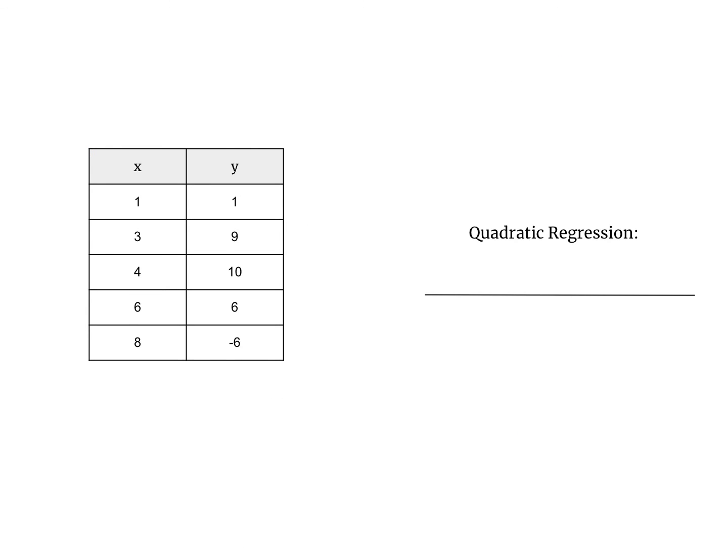So this video is reviewing quadratic regression. So what we want to do is when we get a table like this and we want to find the actual quadratic equation, we're going to use our quadratic regression equation. So we get that from our standard form, which is y equals ax squared plus bx plus c.